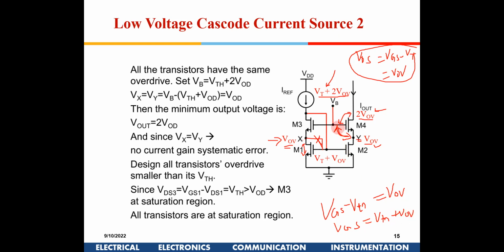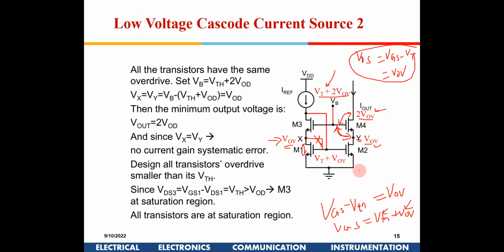So from here to here, there is one VTN and one overdrive. VTN is just required to switch on the transistor. VOV is required to sustain that current. So if you add VTN plus VOV, I will get VT plus 2 VOV there. Is it okay with all of you? Okay. Reshma, is it okay now? Yes, sir, it is clear.